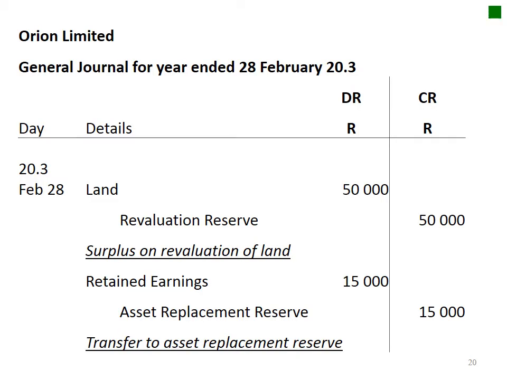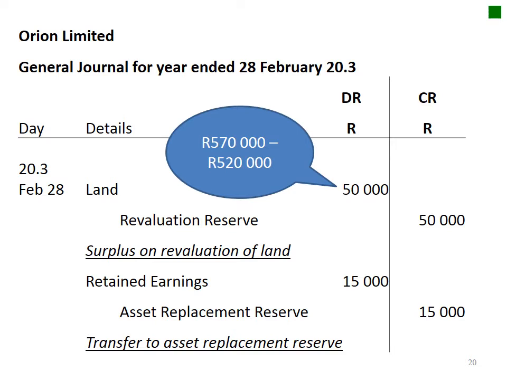The first journal entry for land is debit land with 50,000, credit revaluation reserve. In our books, in our trial balance, if you go back and look at it, the trial balance shows an amount for land of 520,000, and this is the revalued amount. So if you take 570 minus 520, it means the land, which is an asset, must be increased in value by 50,000. That's why we debit land. We're going to credit revaluation reserve then with 50,000.